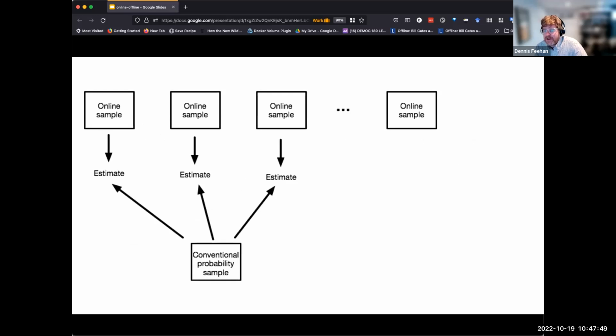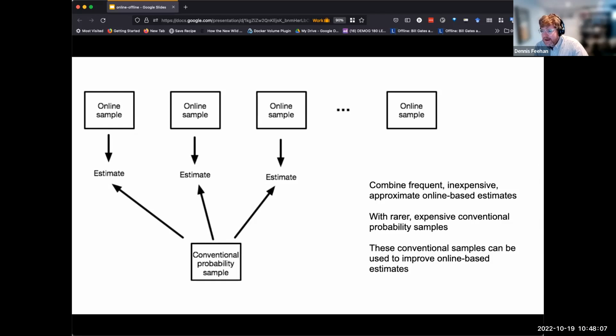So you could imagine rarely collecting expensive, high quality probability samples, and then frequently collecting online samples and trying to pair those sources of information to produce high time resolution estimates that blend the benefits of both of these approaches. And if you think about it, this is actually a little bit like what we do now with probability surveys and the census, just on a different time scale.